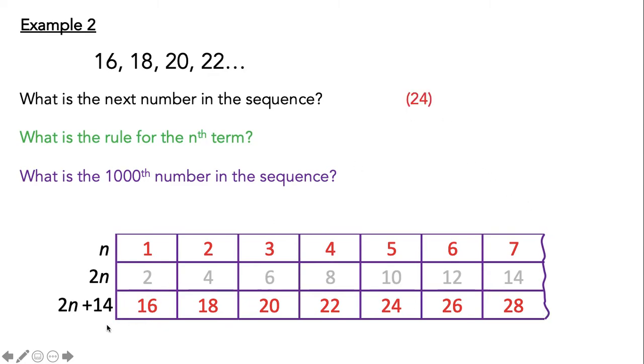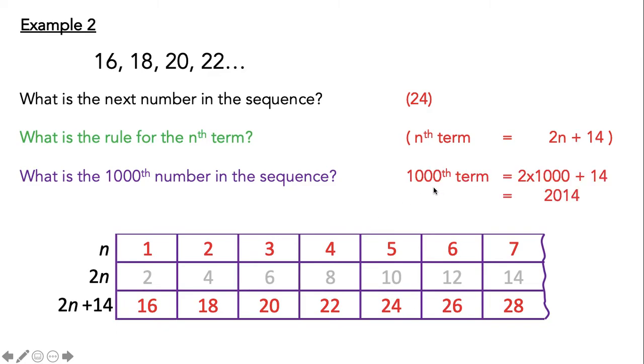The rule for the nth term was that the nth term is 2n plus 4, and then the thousandth number in the sequence, you just apply 1,000 to that rule, so 2 times 1,000 plus 14. Did I say 4 before? 14 I meant. And you get 2014.